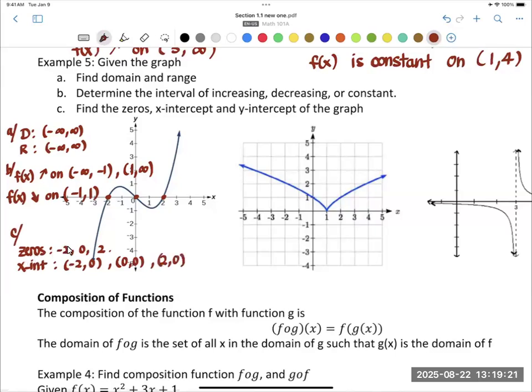So for zeros, we just read the x value, but for the x-intercept, you read it as a coordinate point, where -2 is the x value and the y value is always 0. How about the y-intercept? The y-intercept is the same thing, just like the x-intercept, but instead of y equals 0, you have the point where x equals 0. The only point here on the y-axis where x equals 0 is 0, 0. So our y-intercept will be 0, 0. So that's how you analyze the graph.